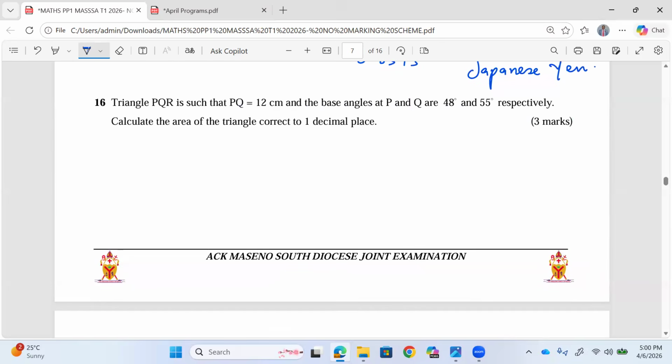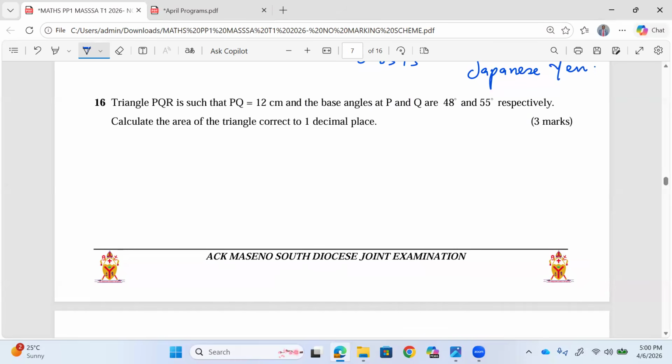Number 16. Triangle PQR is such that PQ equals 12 centimeters and the base angles P and Q are 48 and 55 degrees respectively. Calculate the area of the triangle correct to 1 decimal place.